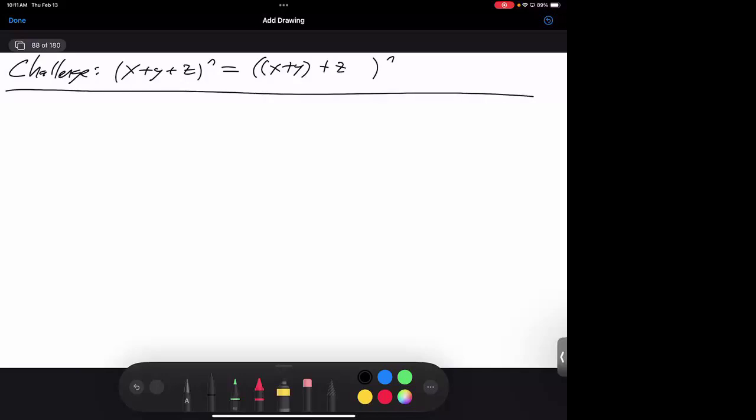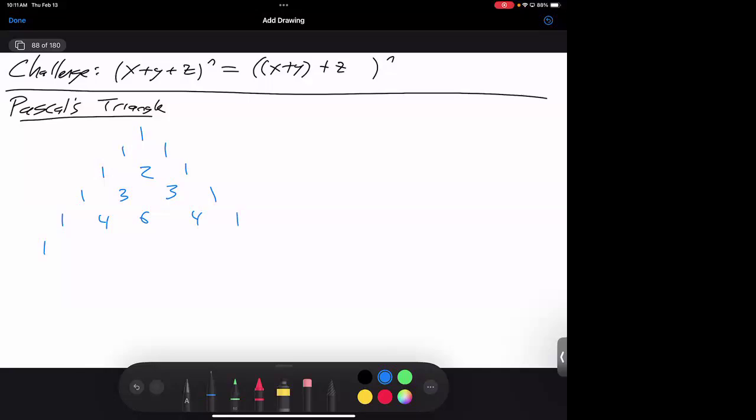All right. So Pascal's triangle, you've hopefully seen this before. It's all ones on the outside, and then on the inside, each number is the sum of the numbers above to the left and above to the right.